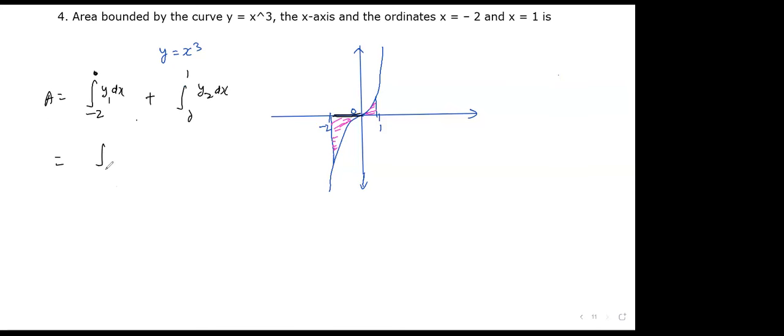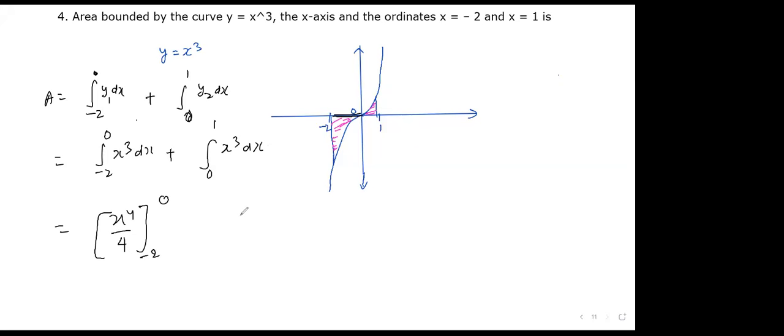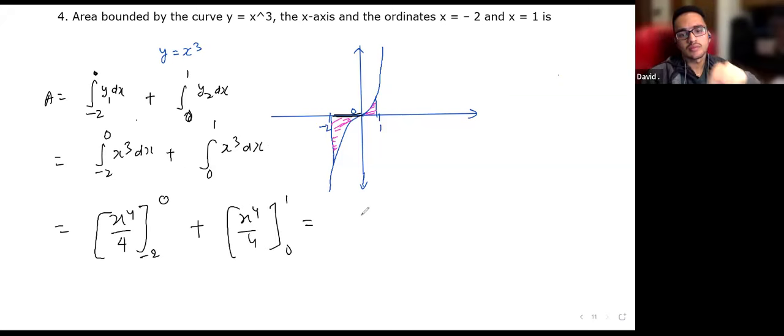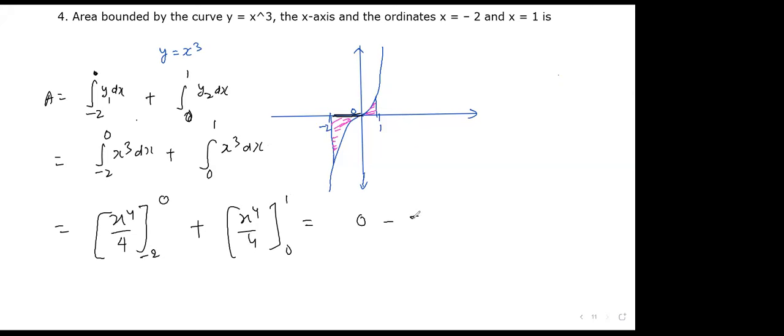So this is the integral from -2 to 0, and y is x cube, dx, plus the integral from 0 to 1 of x cube dx. So this will be x^4 over 4 with limits from -2 to 0, plus x^4 over 4 with limits from 0 to 1. If you put x equals 0, it is 0. Then (-2)^4 over 4.